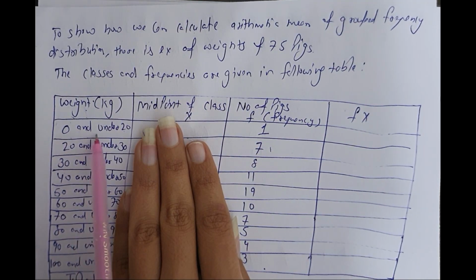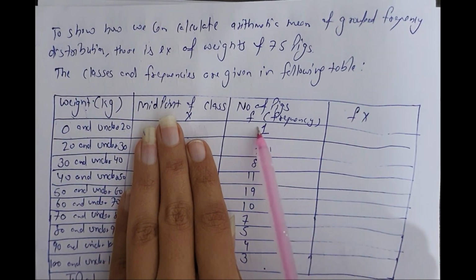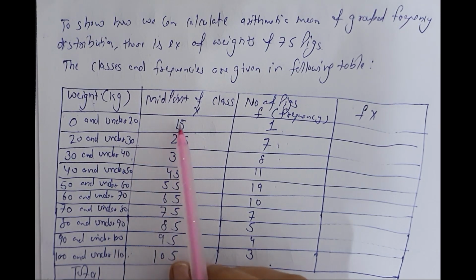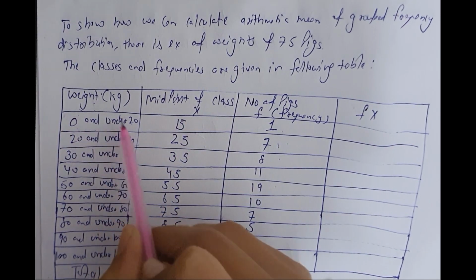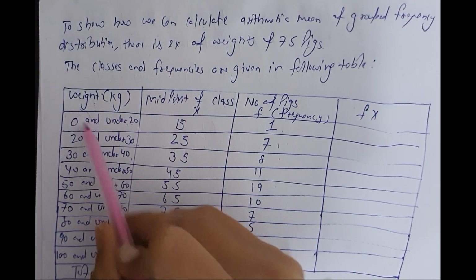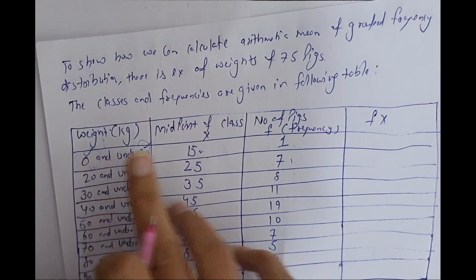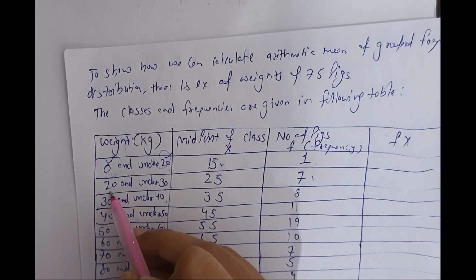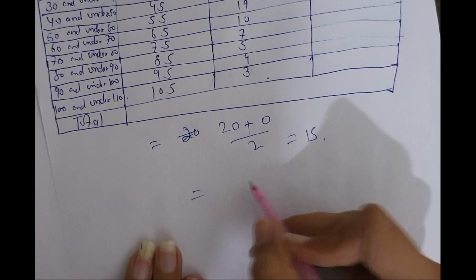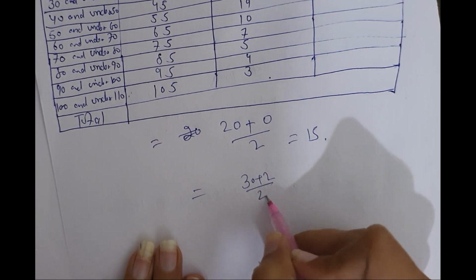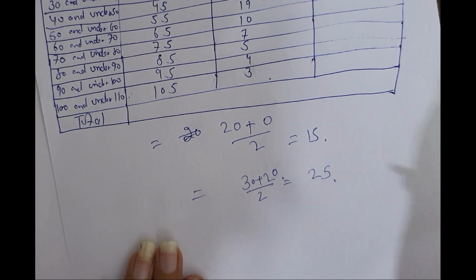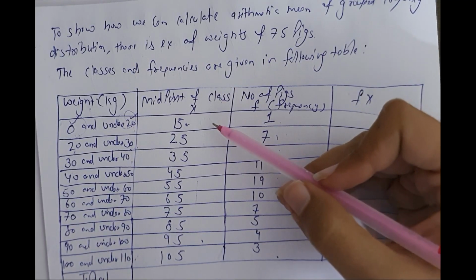If weight is 0 and under 20 kg, then number of peaks is 1. Similarly, so on. Now to find its mean, we have to find its midpoint, that is of 0 and 20. Midpoint of 0 and 20 is 10. You can do it like 20 plus 0 divided by 2. Similarly, 30 plus 20 divided by 2, 50 divided by 2 comes out to be 25. Like this, so on, I have found its midpoints.